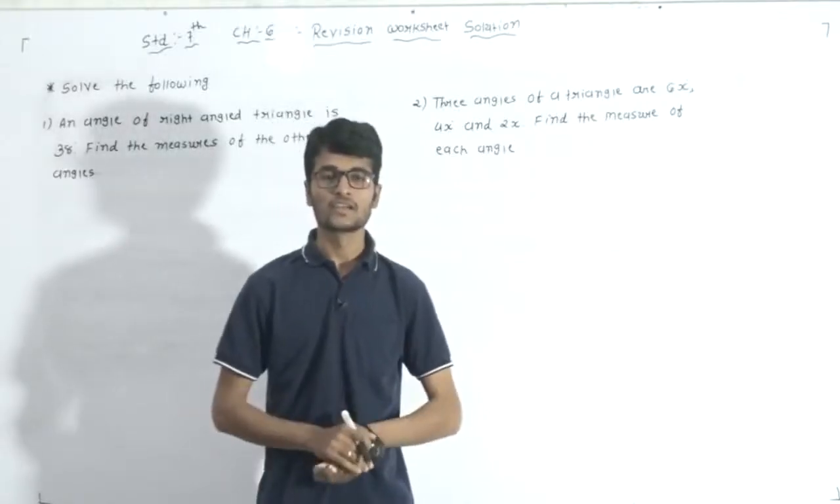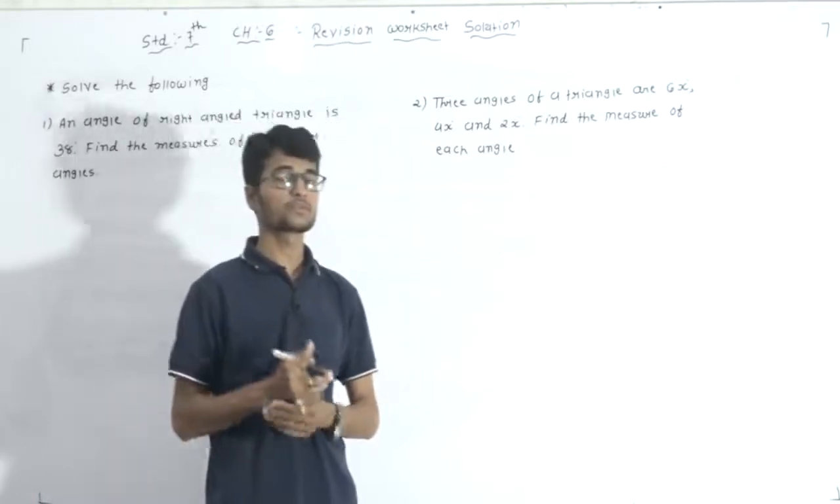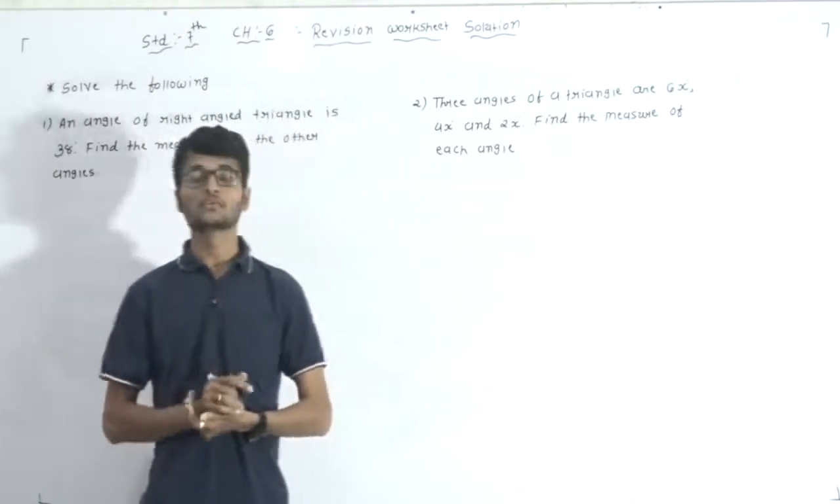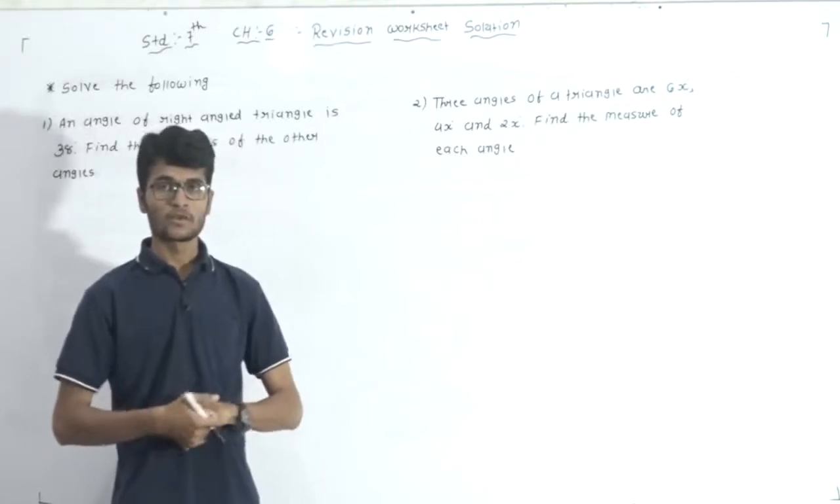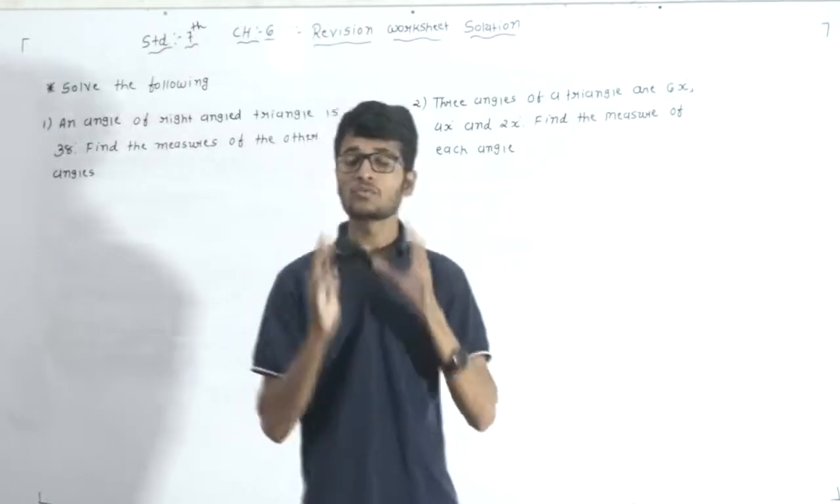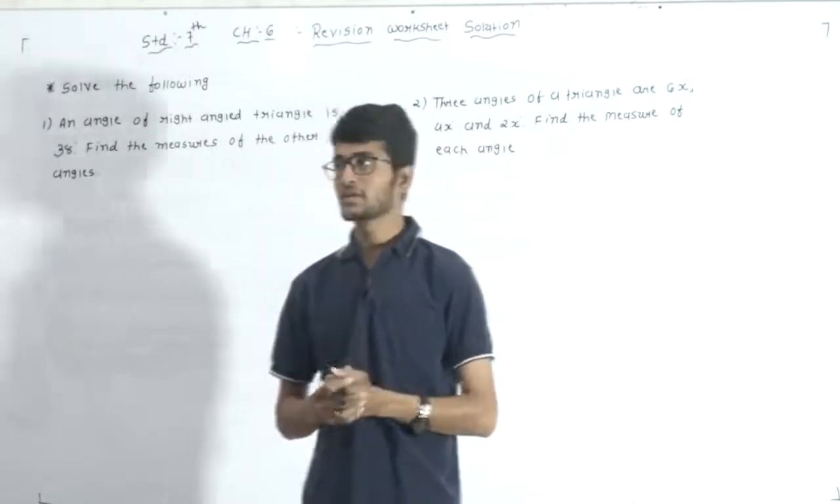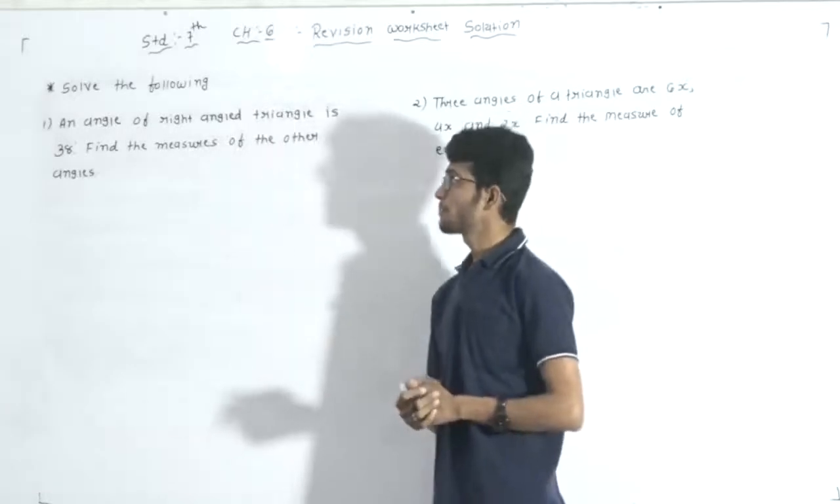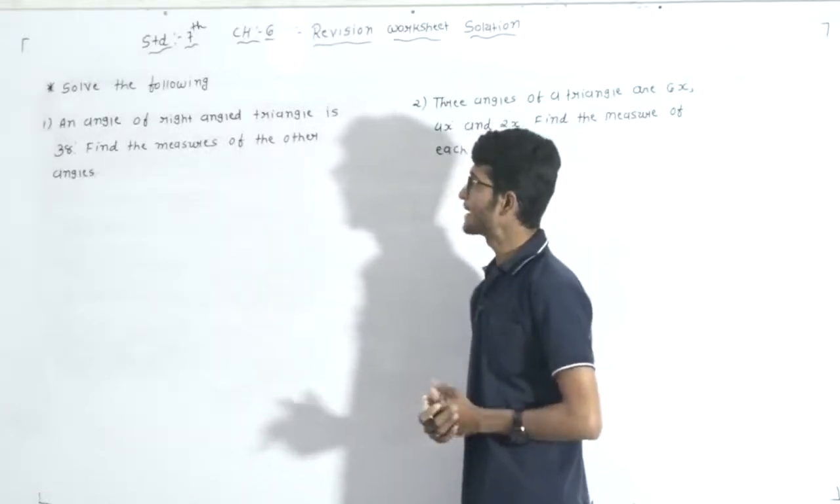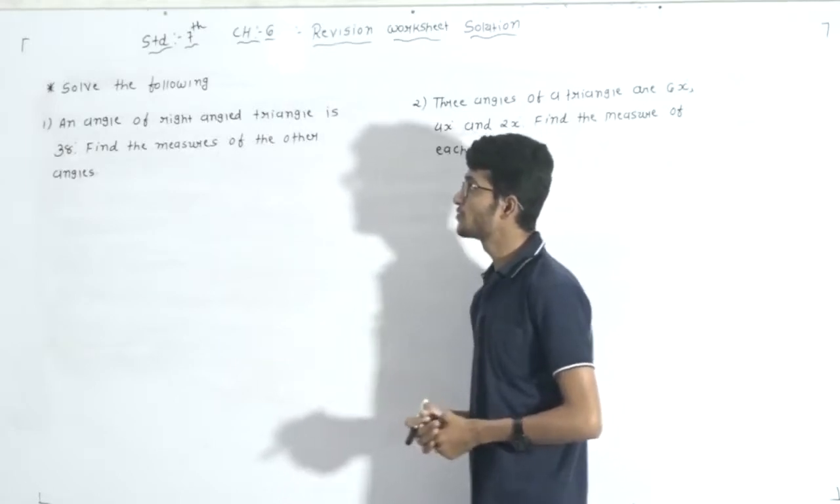Hello students, now the revision worksheet solution for chapter number 6, the second worksheet solutions. In the second worksheet we are given word problems. It means solve the following questions. To start with the first one: an angle of a right angle triangle is 38. Find the measure of the other angle.